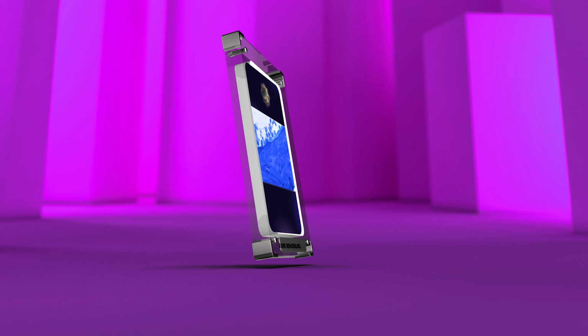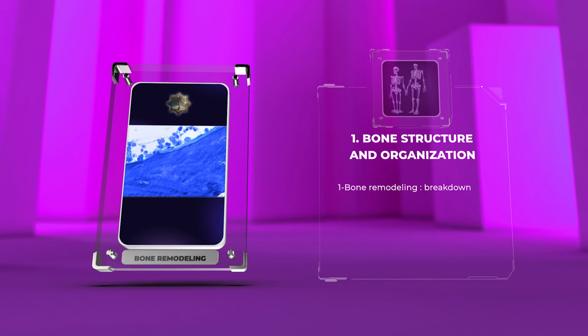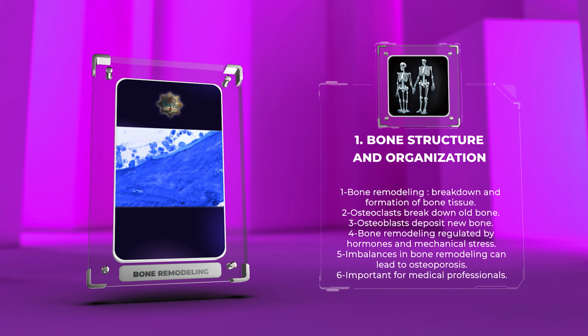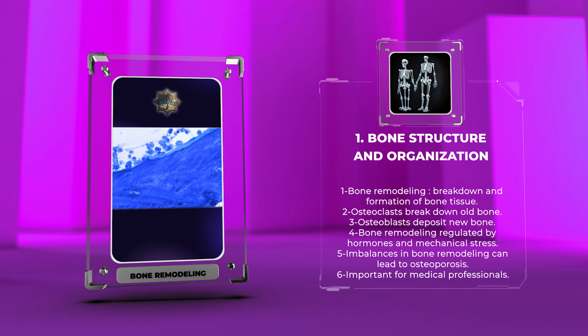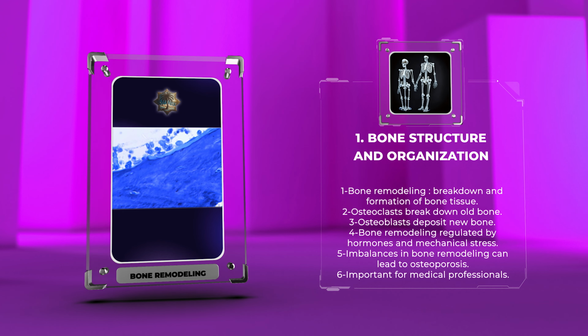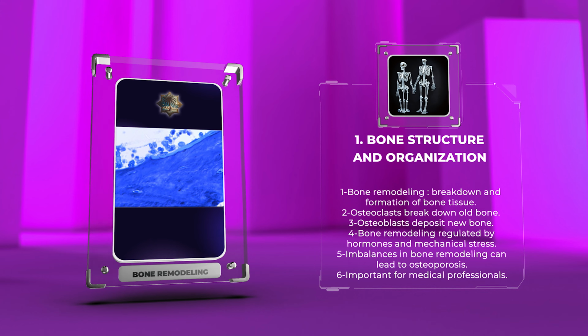Bone remodeling is a complex process involving the breakdown and formation of bone tissue. Osteoclasts break down old bone, while osteoblasts deposit new bone. This process is regulated by factors like hormones and mechanical stress. Imbalances can lead to bone diseases like osteoporosis.